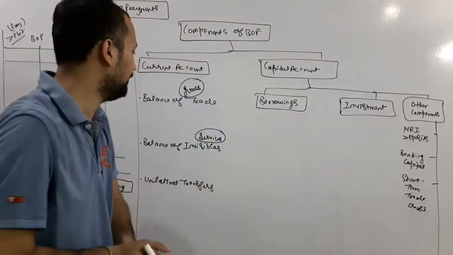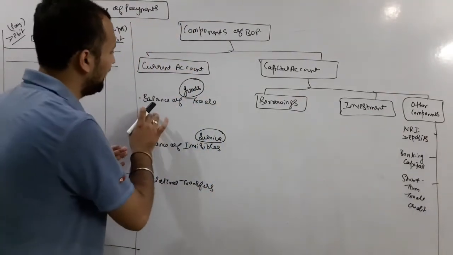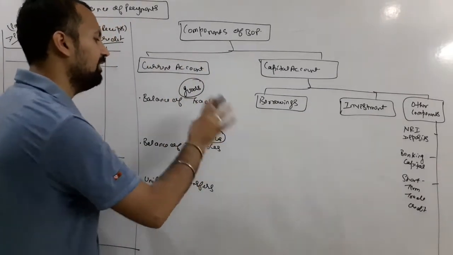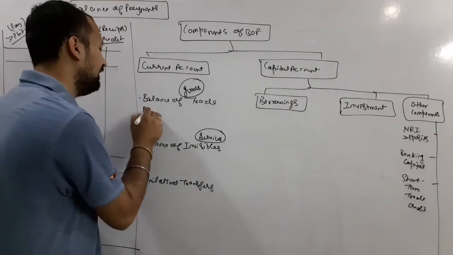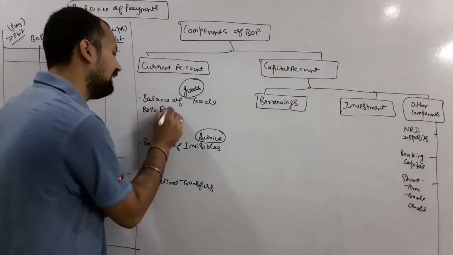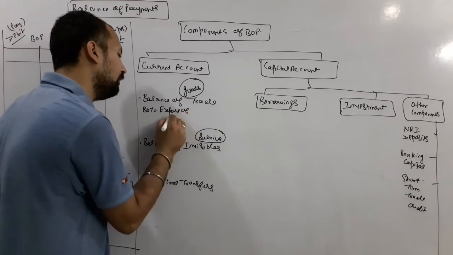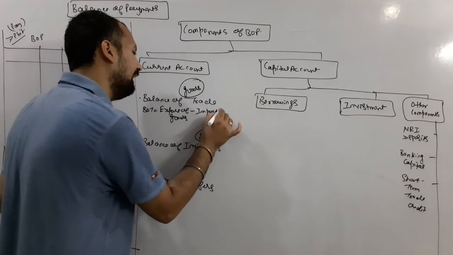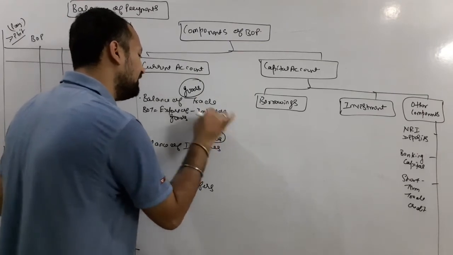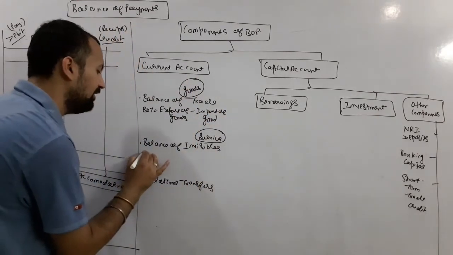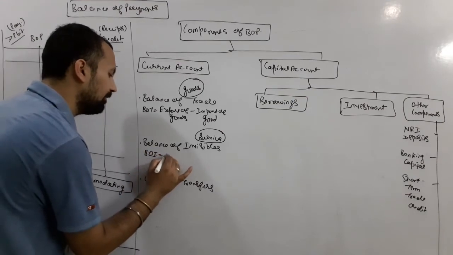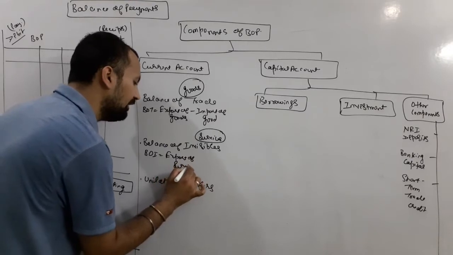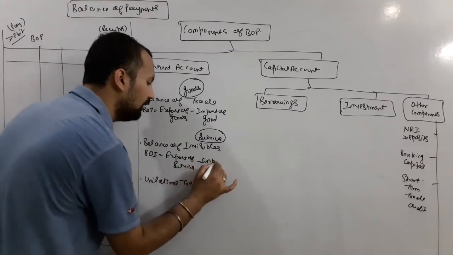It is further classified into two or three parts. One is balance of trade, that is balance of goods. One is balance of intangibles, that is services. Balance of trade means it is an account that shows export and import of goods only. And the next heading is balance of services. Balance of services, or balance of intangibles, shows export and import of services only.